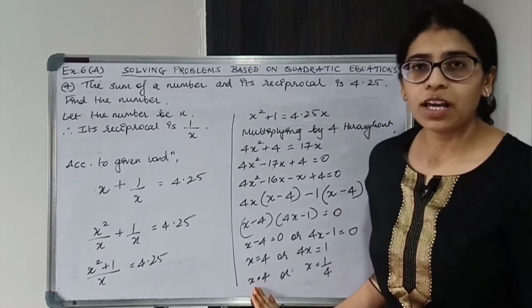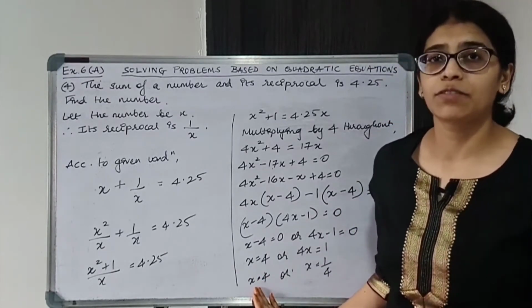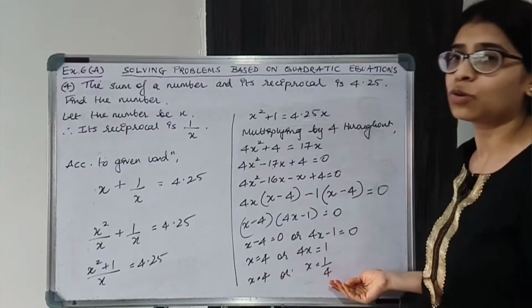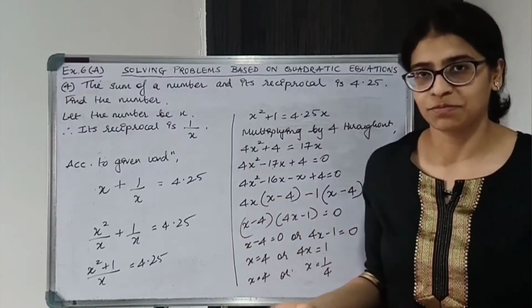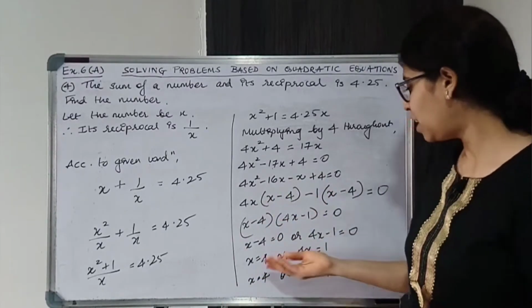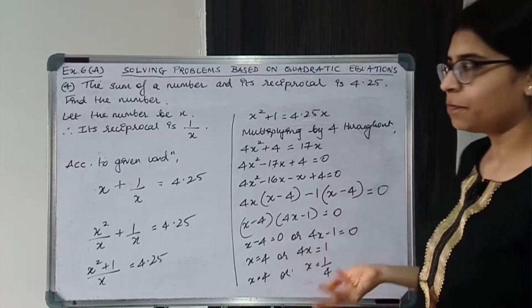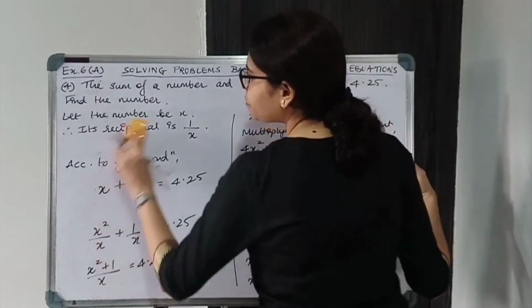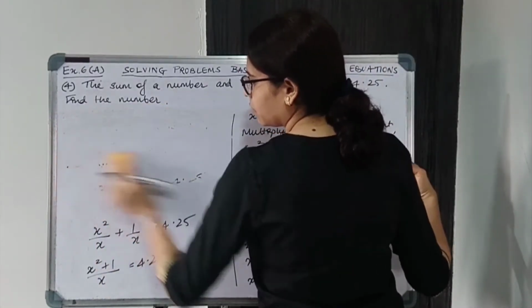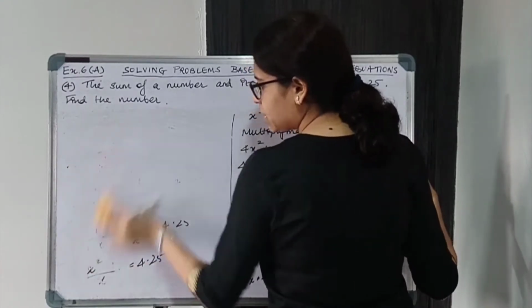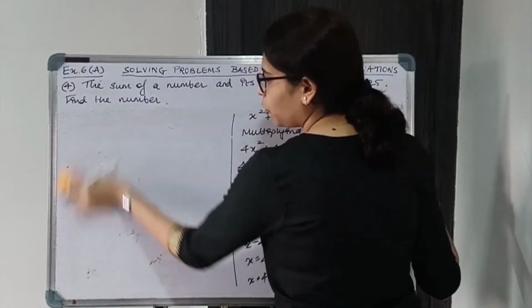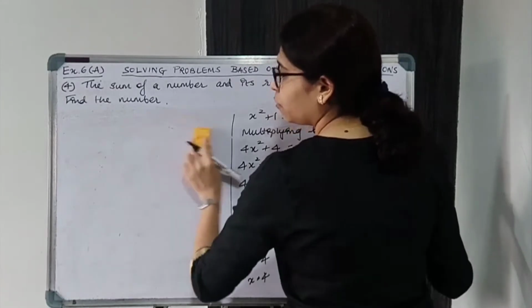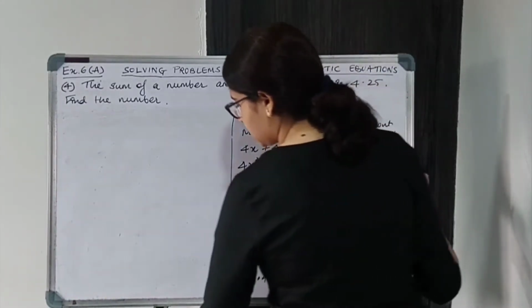x अगर 4 है तो उसका रेसिप्रोकल क्या होगा? 1 by 4. And if x is 1 by 4 तो उसका रेसिप्रोकल is 4. Okay, so we are getting both the numbers over here only. So just write down. Don't forget final statements. Okay, very very important. Word problems may always write down final statements. It is very very necessary.